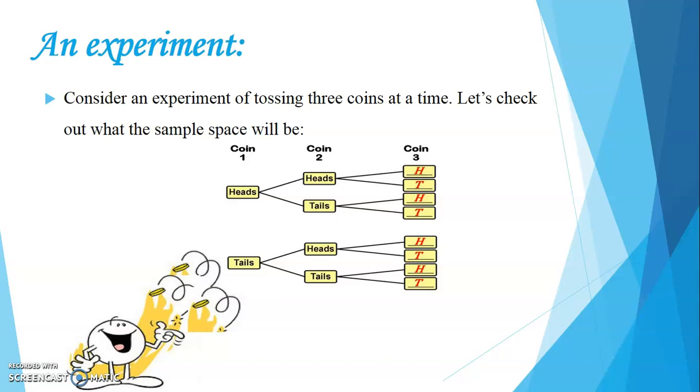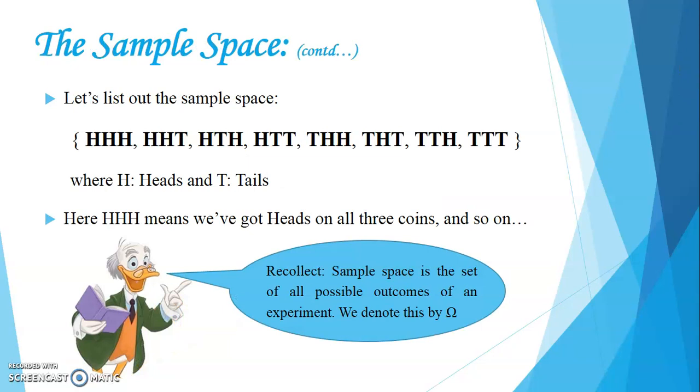So you have 3 coins which a person is tossing at a time. So every coin can give you 2 outcomes. It can be either a head or a tail. So this particular diagram will show you how you can branch out the outcomes and how you can arrive at the sample space. So if you list out the sample space elaborately, it consists of these 8 possible outcomes. Now remember that H denotes heads, T denotes tails.